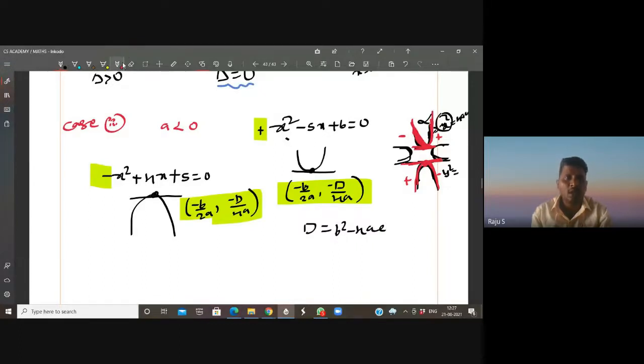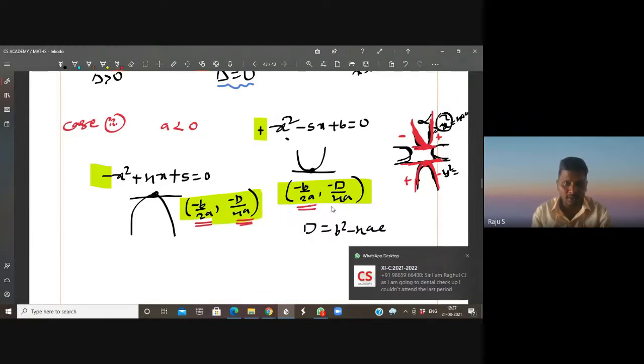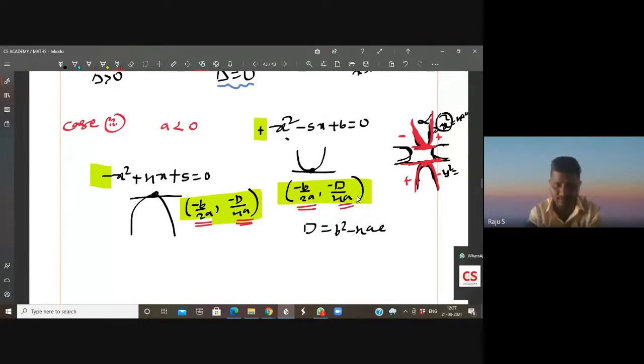So here minus b by 2a means the point. At this point, we will get the maximum and minimum. Value is different, point is different. Maximum value and minimum value is always given by the y value. At what point is it maximum? At what point is it minimum?